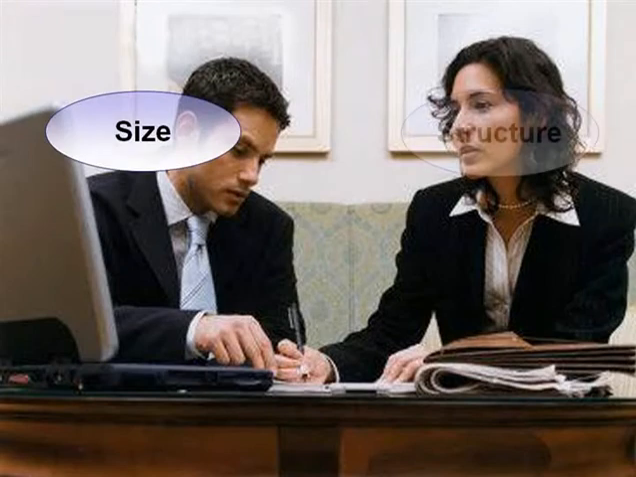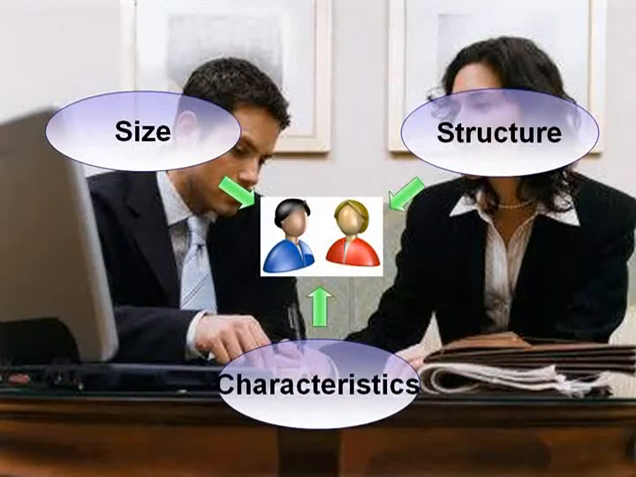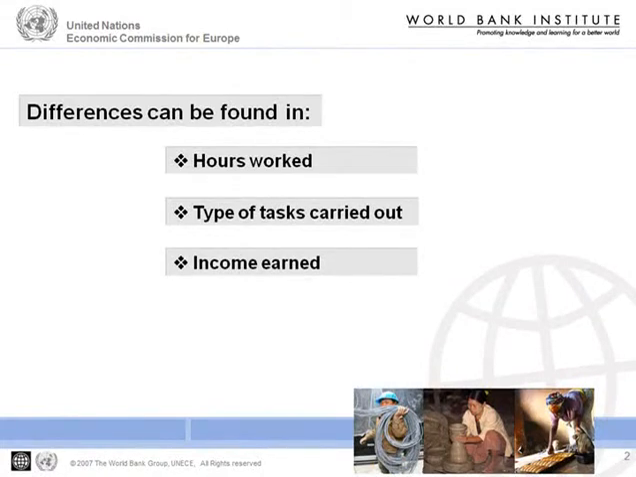The main objective of labour statistics is to provide accurate descriptions of the size, structure and characteristics of participants in the labour market and its changes. This is an area where the realities of women and men are different and need to be addressed. It is important to identify differences between women and men in access to employment and in what way the work of women differs from that of men. Differences can be found in hours worked, type of tasks carried out, and income earned.